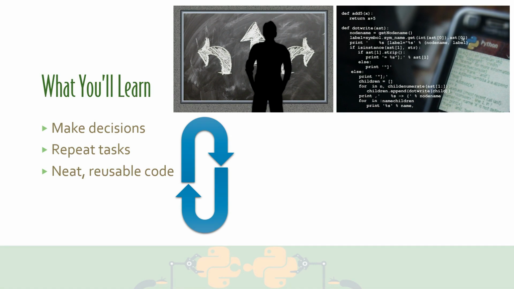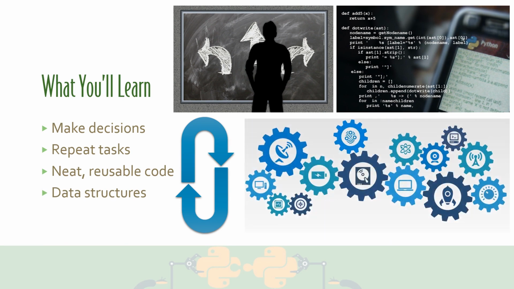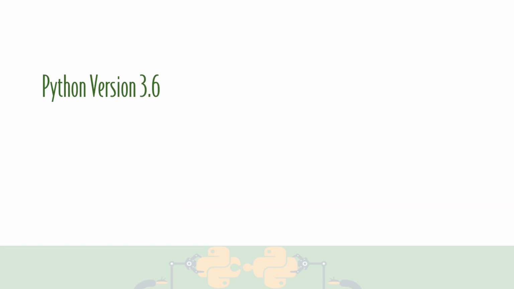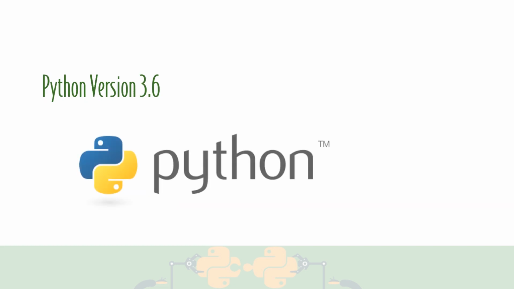Lastly, you're going to be learning about data structures and knowing which data structure is appropriate to use in different situations. Briefly, a data structure is a type of object that stores information in a particular type of format. In this video course, we're going to be using the Python programming language version 3. Specifically, we're going to be using version 3.6, which is the latest version at the time of this recording.